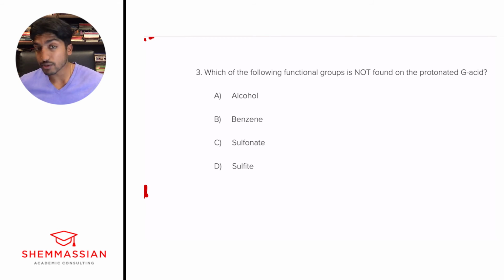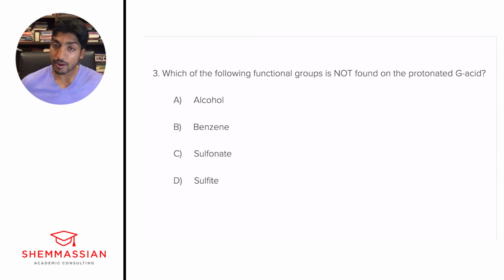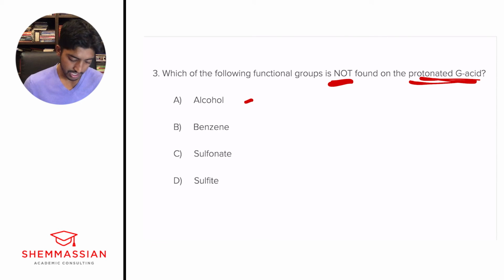All right, so right away here we see functional groups, right? And so you might have to remember back to your organic chemistry days to remember what these are. But remember, we're looking for something not on the protonated G acid. So first, let's just go through these functional groups and make sure we understand what's going on. An alcohol is an OH group attached to it, okay? That's probably the most common one you'll see over and over again.